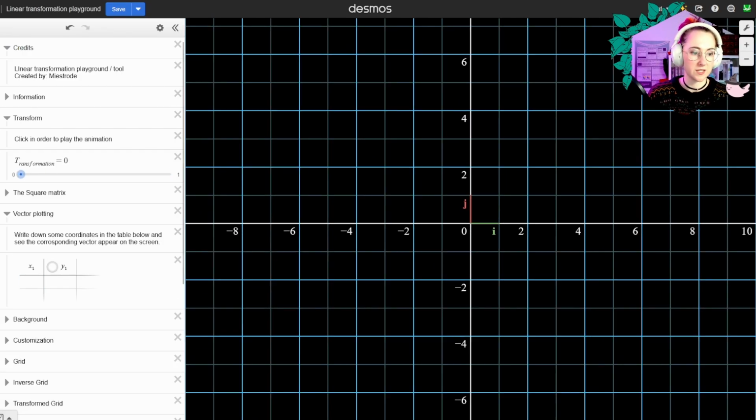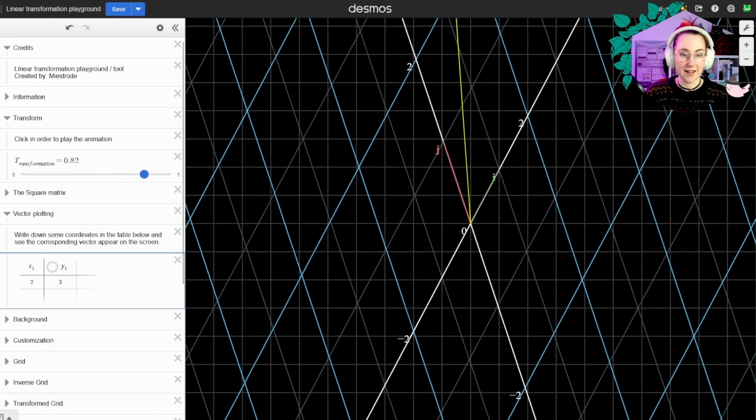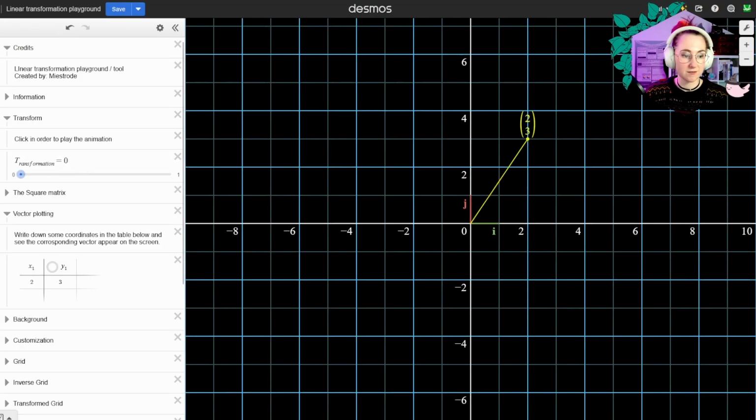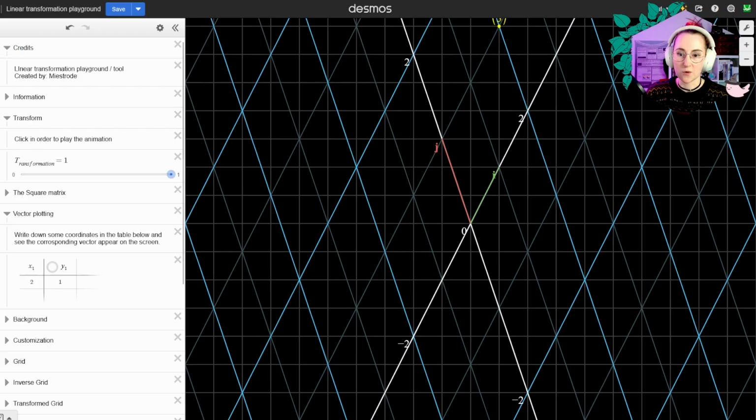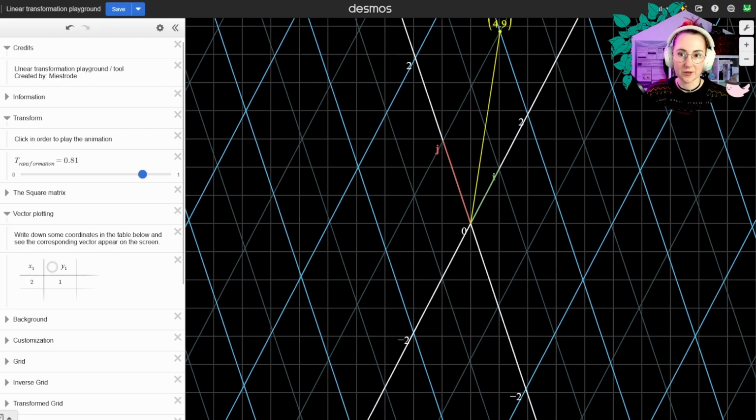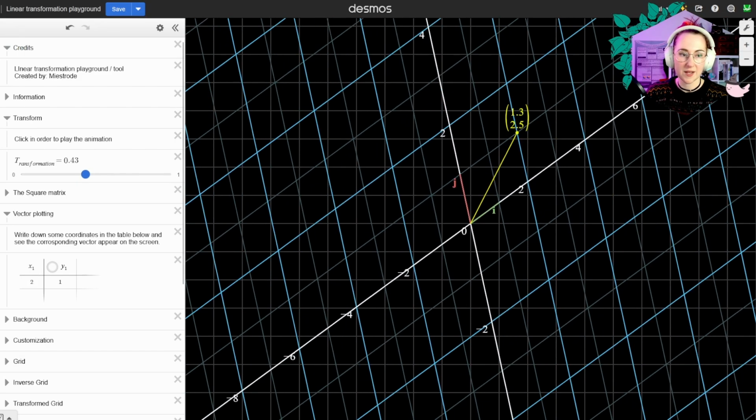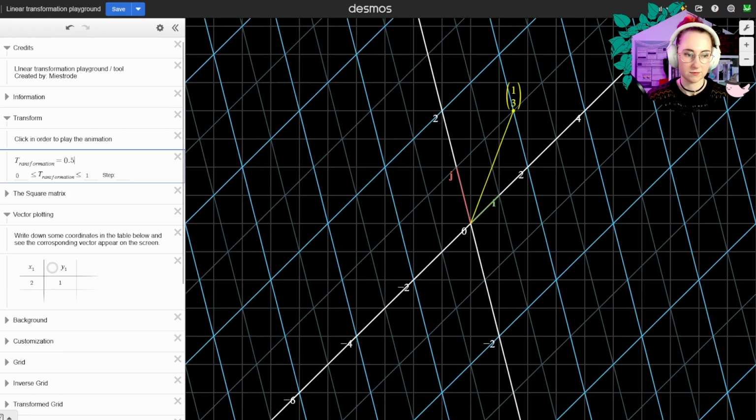So let's bring this back to normal, and we're going to put a vector, say 2, 3. So this yellow line is my vector 2, 3. And I apply a transform, and it actually shifts it off the page. Let's bring this down to 2, 1. Still shifts it quite far off the page. There we go. Let's apply half a transform. And that moves it to 1, 3.